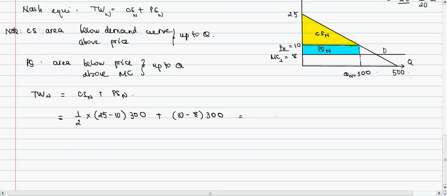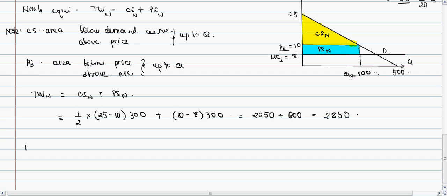Alright, so we add them up. I have 15 times 300, that gives you 2250. Okay, so this will give you 2250 plus 600, which is the profit for the firm, and that will give you 2850. Okay, so that is total welfare in the Nash equilibrium case.